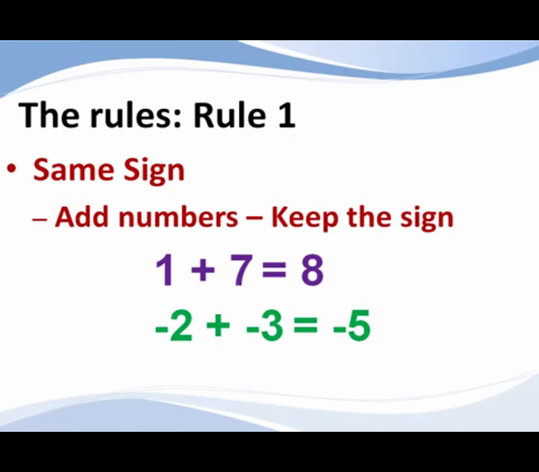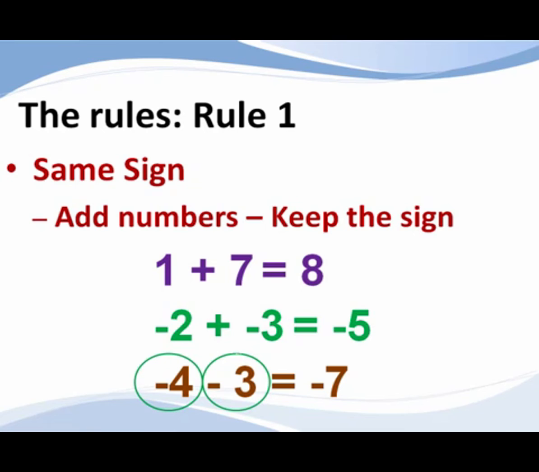Final example. -4 minus 3. Now, at first you may think this example does not fit the rule, but it does. We are being asked to combine -4 and a -3. 4 plus 3 is 7, and we keep the sign, a negative. So the answer to this last problem is -7.